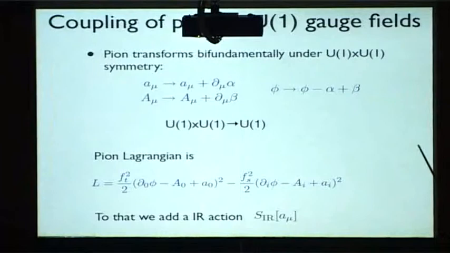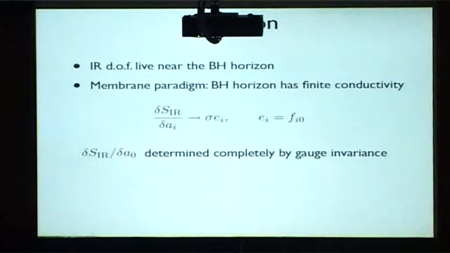So to that Lagrangian, we have to add an infrared action, and the infrared action depends only on the emergent gauge field A mu, little a. Now with the infrared action, we are not going to specify what it looks like. All I need to know is the response of the infrared degrees of freedom to the external gauge field.